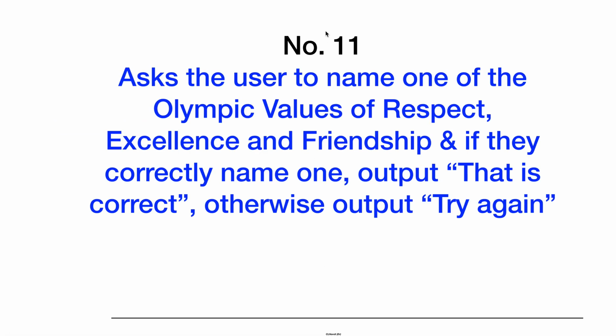Okay, we are on number 11 now, which is to write a program which asks the user to name one of the Olympic values of respect, excellence and friendship, and if they correctly name one of these values of respect, excellence and friendship, the program outputs the phrase that is correct. Otherwise, the program outputs the phrase try again.